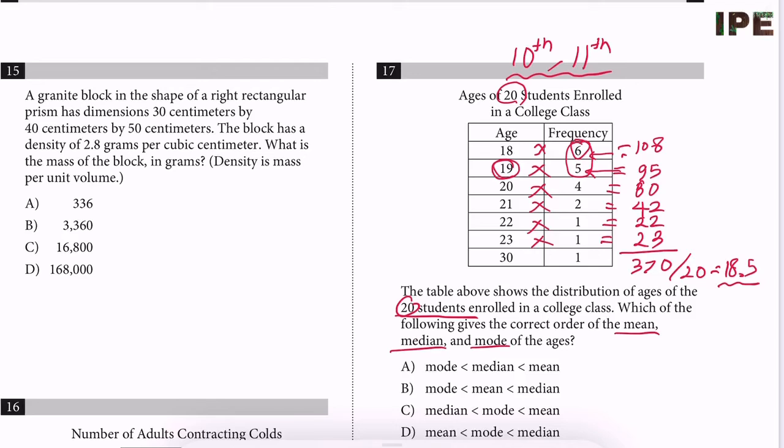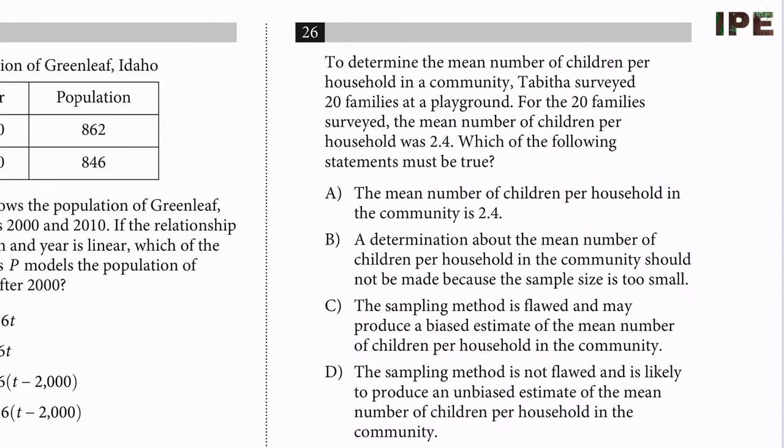The mean is 18.5. The median is 19. What is the mode? Most frequent. So 6 is the most frequent number, right? Frequency. So 18 is the mode. The median is biggest, and the mode is smallest. The mean is in the middle. So B is the answer.